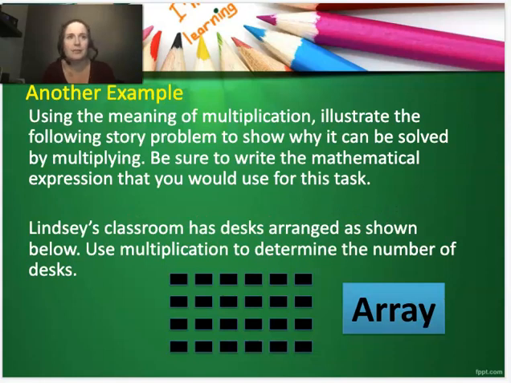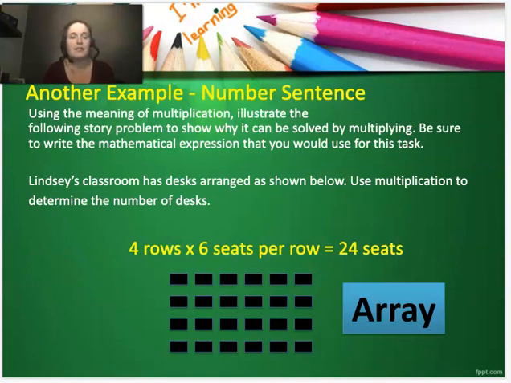Here's another example. So here's the following story problem. Lindsay's classroom has desks arranged as shown below. Use multiplication to determine the number of desks. So this time the picture is already there for you. You just have to write the number sentence. In this case, it's 4 rows times 6 seats per row is 24 seats.